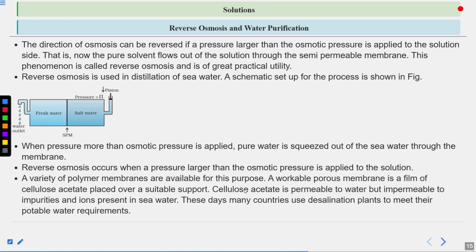So a very well working SPM, or the semi-permeable membrane, is cellulose acetate. It is used in the purification of water.